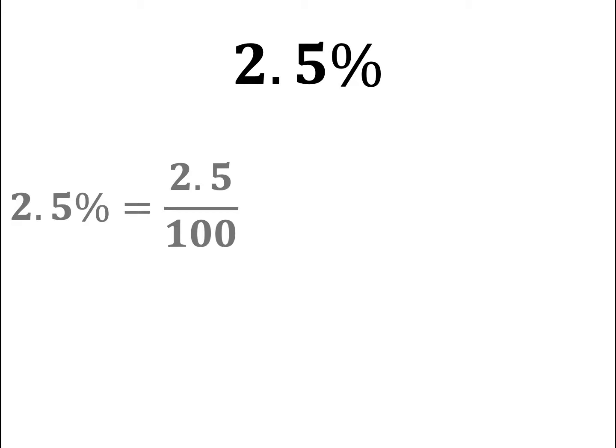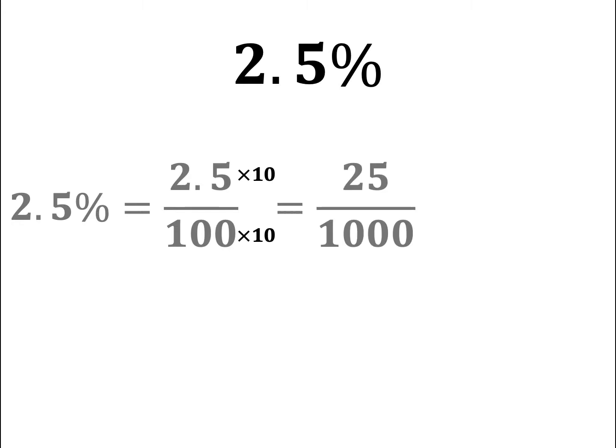We can multiply 2.5 by 10, giving us 25. To maintain the equivalent fraction, the denominator must also be multiplied by 10. This gives us 1000 in the denominator and a fraction of 25 over 1000.